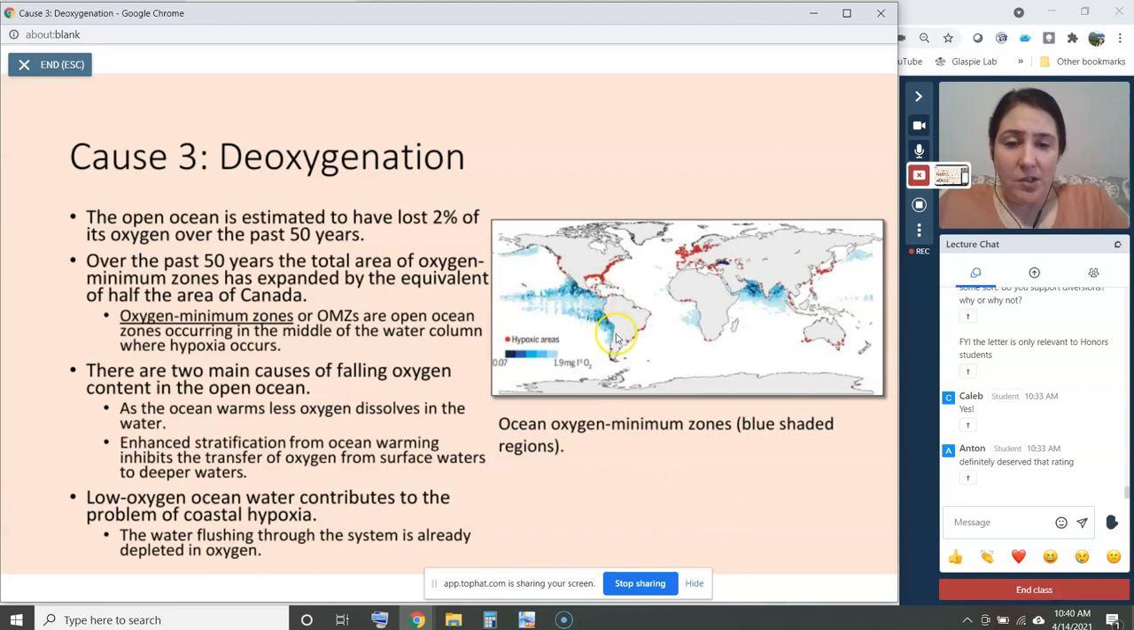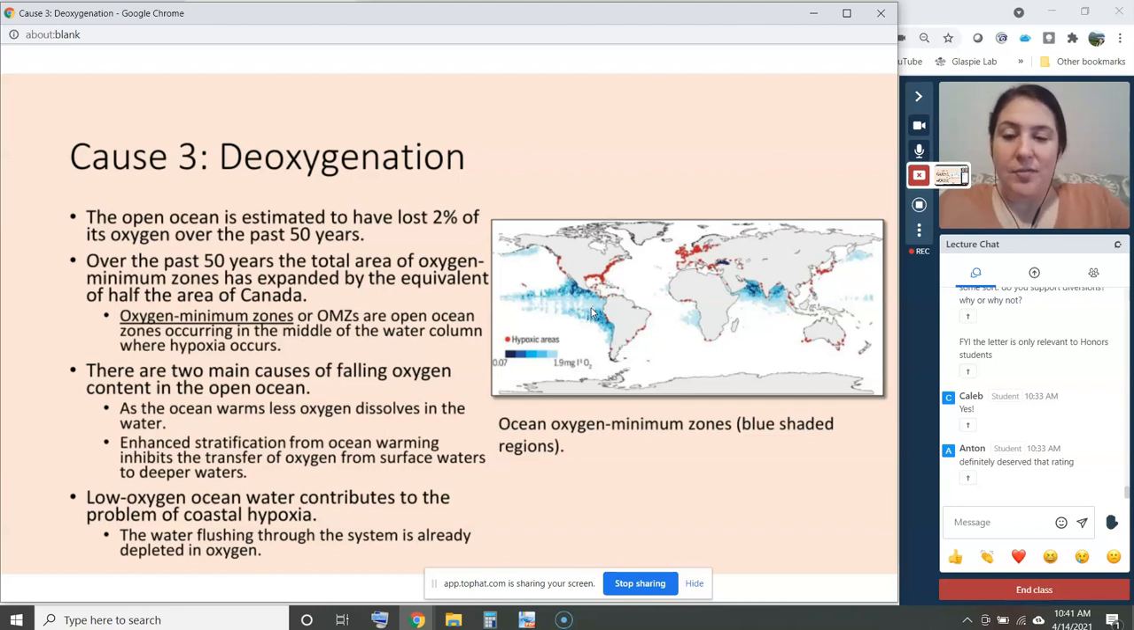These oxygen minimum zones are shown here in these blue areas. They're open ocean zones, so these aren't necessarily coastal areas. And these zones occur in the middle of the water column, and that's where the hypoxia occurs. I taught extensively about why this hypoxia happens in my Intro to Oceanography course, and unfortunately I don't have a lot of time to review why these OMZs appear and why they strengthen, but if you are interested and you don't remember from Intro to Oceanography, I can give you those slides. Normally I would do a review here, but we're short on time today. Suffice to say, they exist, they're in the middle of the water column, and they're in the open ocean.